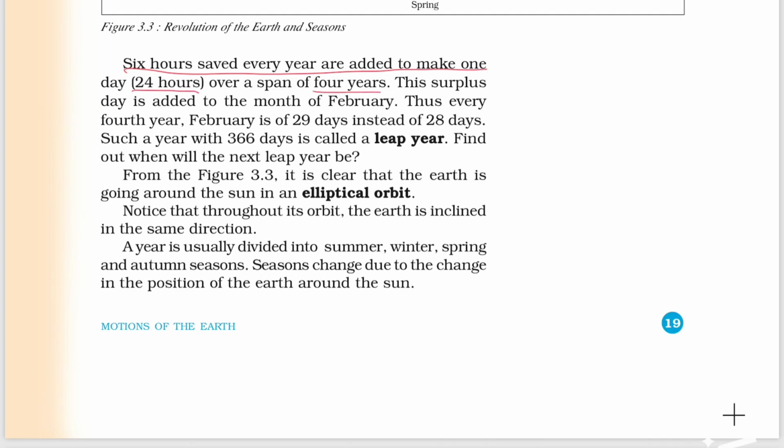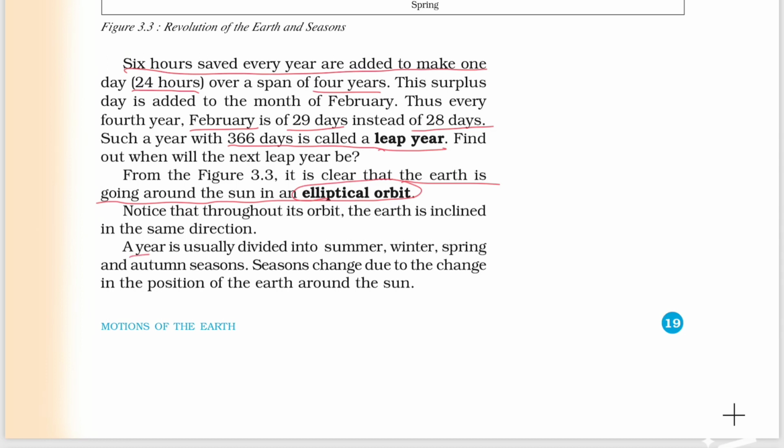That is, we get a leap year. So on a leap year, instead of 28 days in February, we get 29 days. Such a year with 366 days is called a leap year. Here one more important thing is, the Earth is going around the Sun in an elliptical orbit.